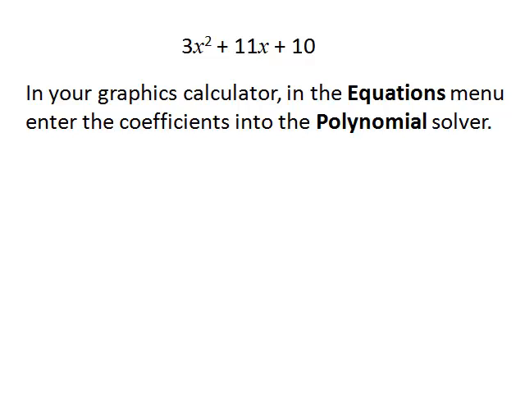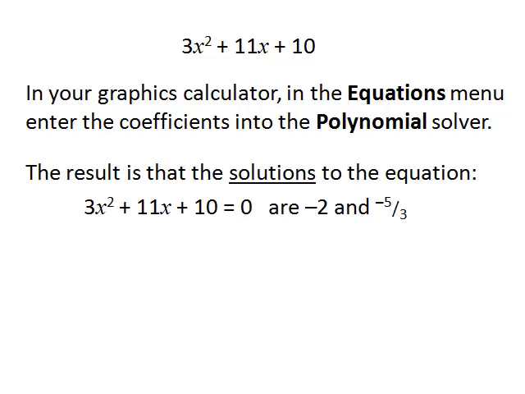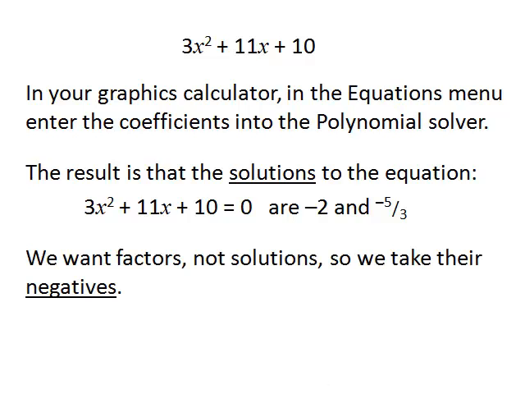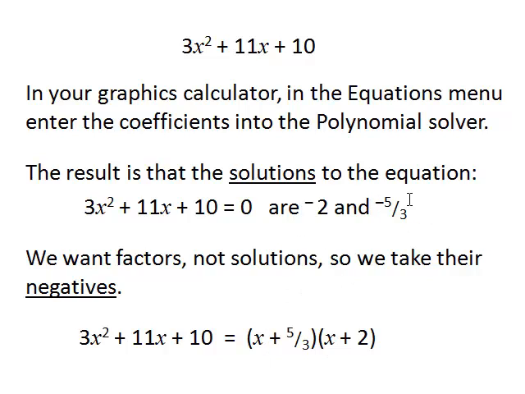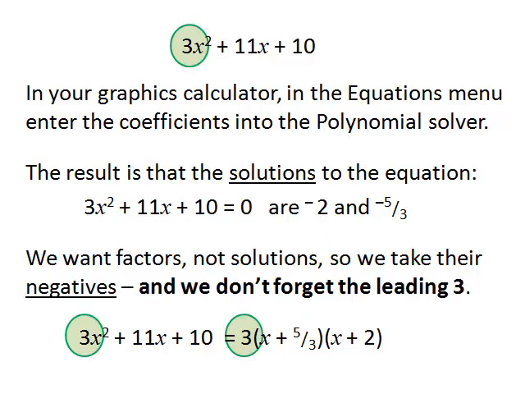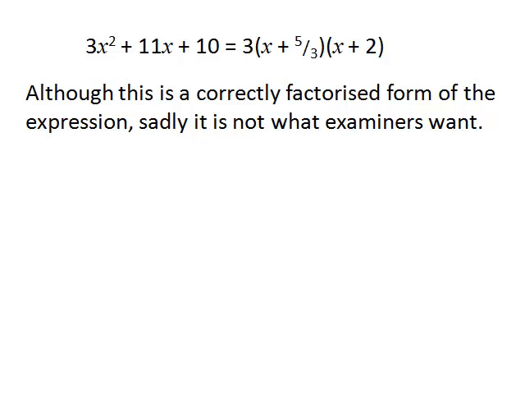We went into equations, menu, polynomial, put in the coefficients, and the solutions to this equation are minus 2 and minus 5 over 3. Now solutions are not what we want, we want factors, so we take their negatives, because this bracket is 0 when x is equal to minus 2. This bracket is 0 when x is equal to minus 5 over 3. And we don't forget those leading 3's. Still part of our factorisation. And that's basically it. This is correctly factorised.